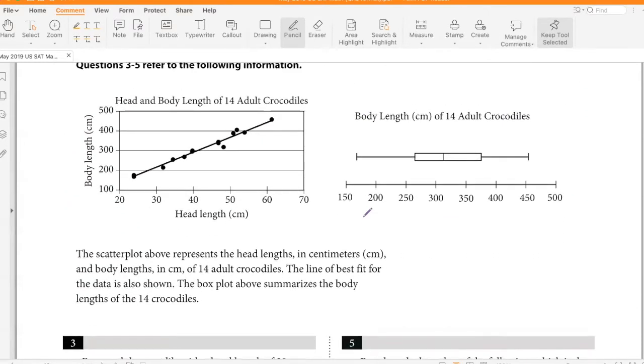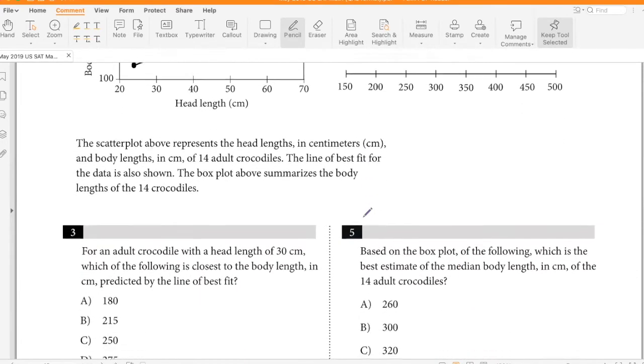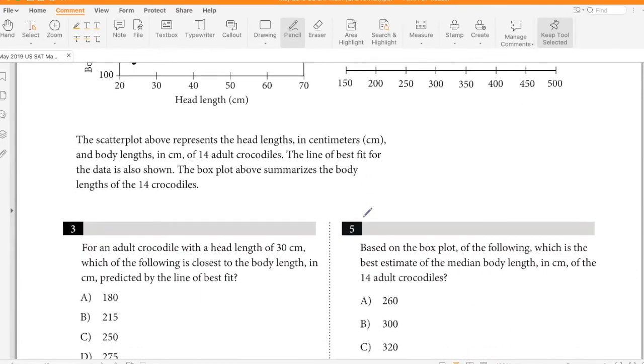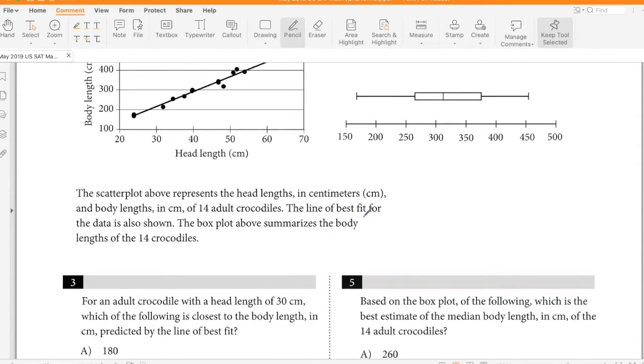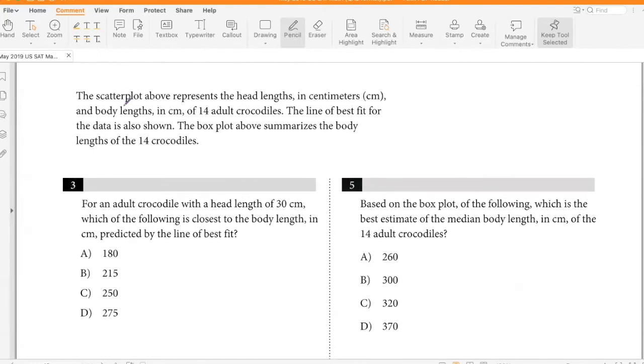The scatter plot above represents the head lengths in centimeters and body lengths in centimeters of 14 adult crocodiles. The line of best fit for the data is also shown. The box plot above summarizes the body lengths of the 14 crocodiles. For an adult crocodile with a head length of 30 centimeters, which of the following is closest to the body length predicted by the line of best fit? Okay, so head length of 30, the closest would be about 205 or 210. Yeah, so 215 is the closest.